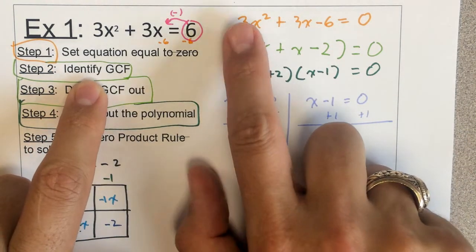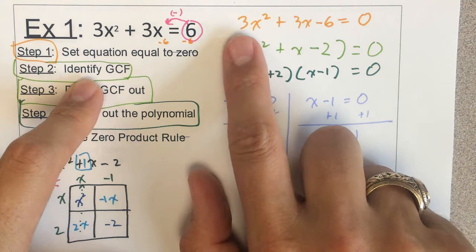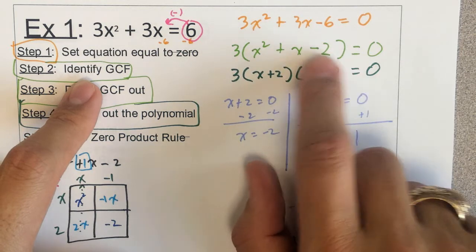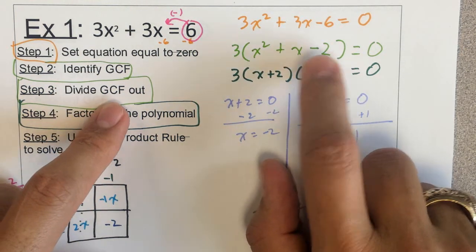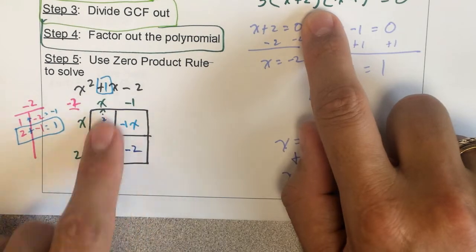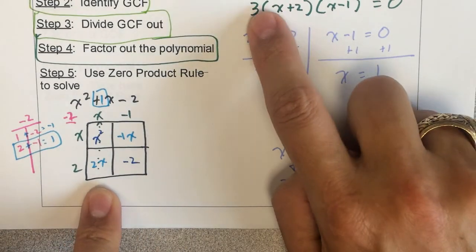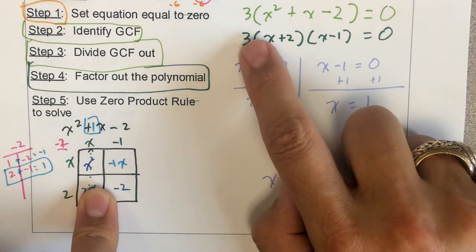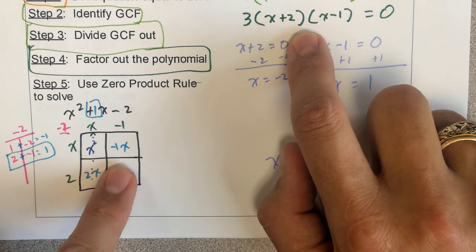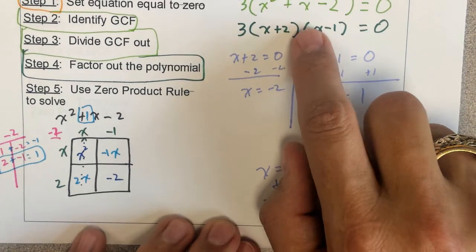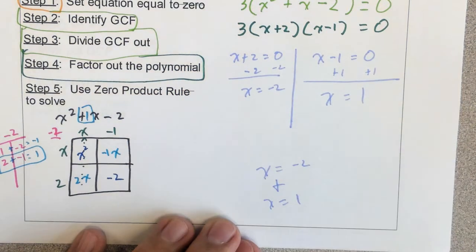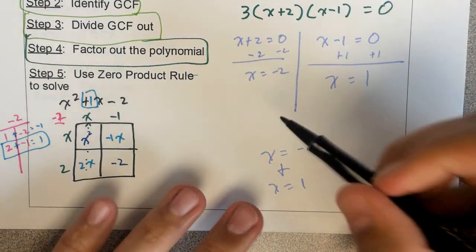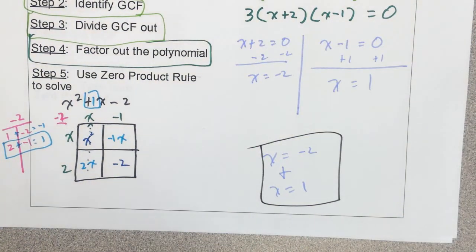Identify the GCF if there is one. If there's not one, you ignore this part. There's the 3. 3 goes into all of these. Then I divide it out. And I factor using the box. Here's the box. I ignore the 3 for now, and for the rest of this. But when I ask for factored form, you need the 3 still. Factor it with the box. And then I take each of my factors, my binomials, with the x's and set them equal to 0. Solve each of those, and those are my solutions. x equals negative 2 and x equals 1.